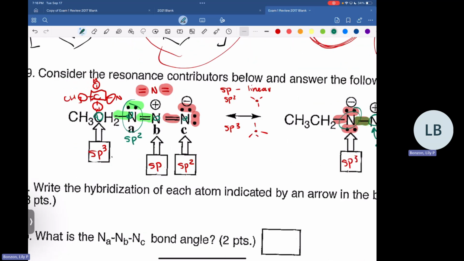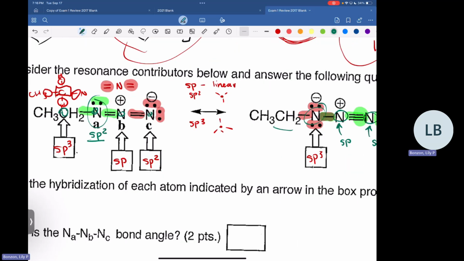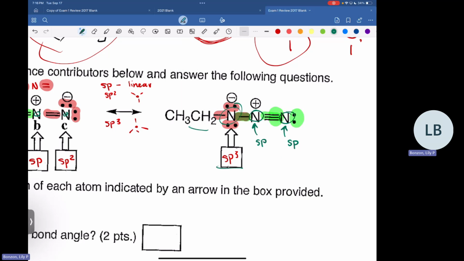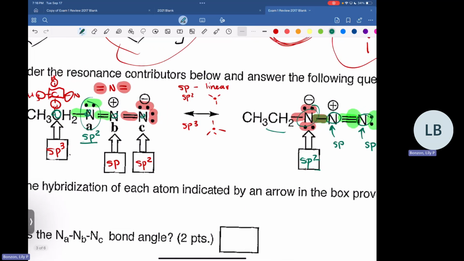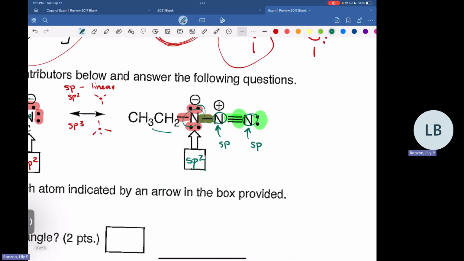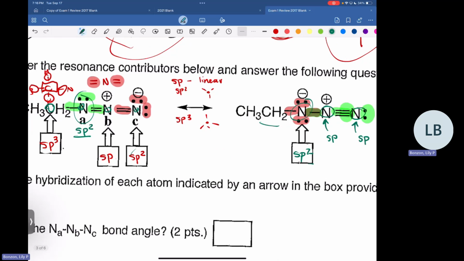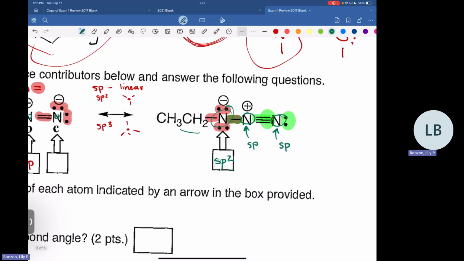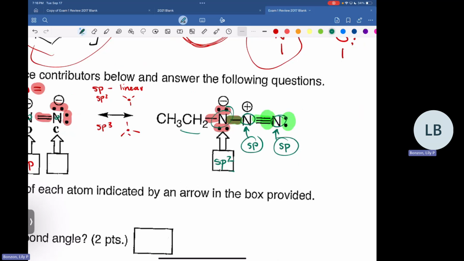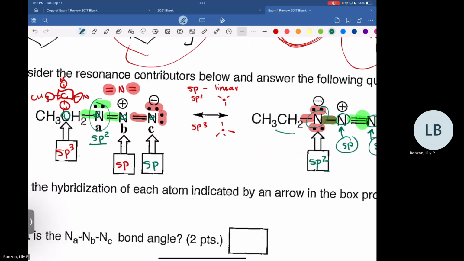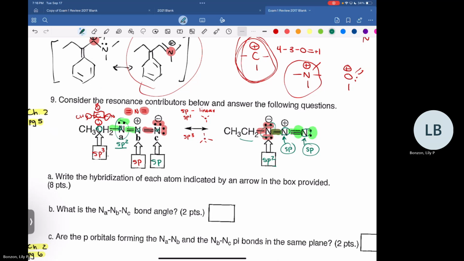So this carbon one didn't change between the 2 structures, so that one's going to be sp3 no matter what. Nitrogen A, it was sp2 or sp3, so we're actually going to go with sp2. Nitrogen B, this one was sp versus sp, so that one did not change. So that one's still going to be sp. And then the one on the right, nitrogen C, was sp2 or sp, so we're going to go with sp. So, any questions on that?